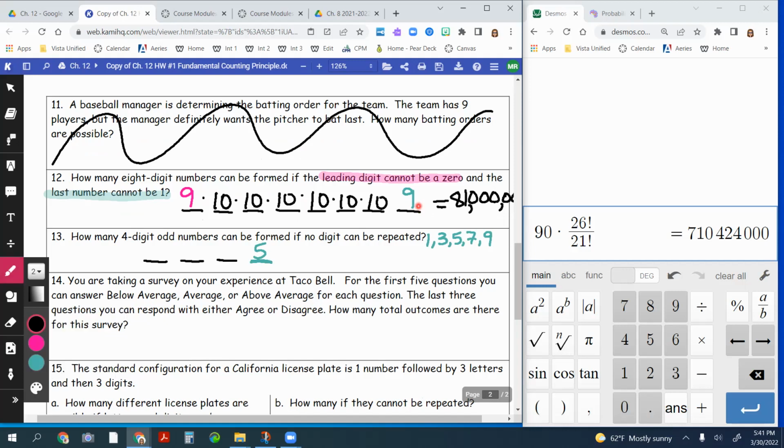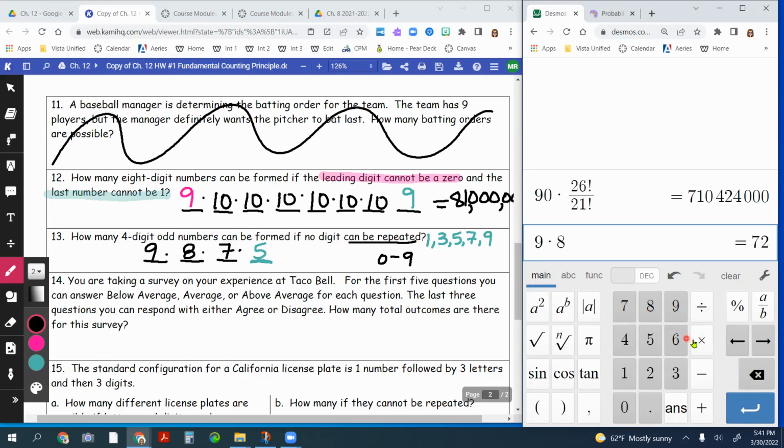Now, we cannot repeat, so that means now we have one less than original, and we basically are going to have the numbers zero through nine. So we have 10. I don't have 10, I apologize, because we've used one of them. We only have 9, and then 8, and then 7. So 9 times 8 times 7 times 5. And that is going to be 2,520.